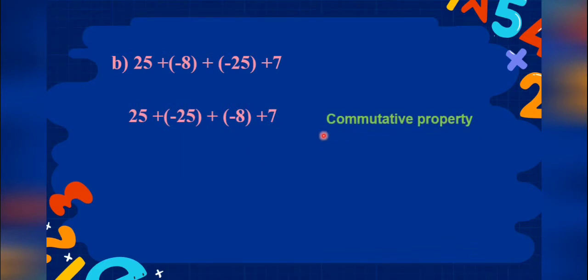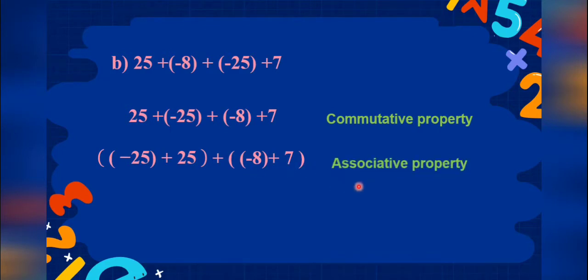Now I will collect 25 and negative 25 in one bracket, and then I will add negative 8 plus 7 together. So I will make groups. This is called the associative property. Negative 25 plus 25 in one bracket, plus a new bracket, negative 8 plus 7.